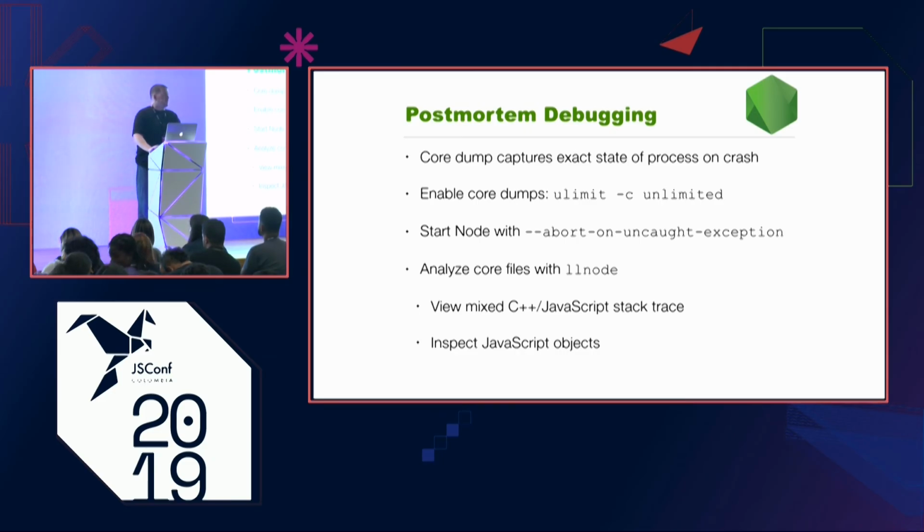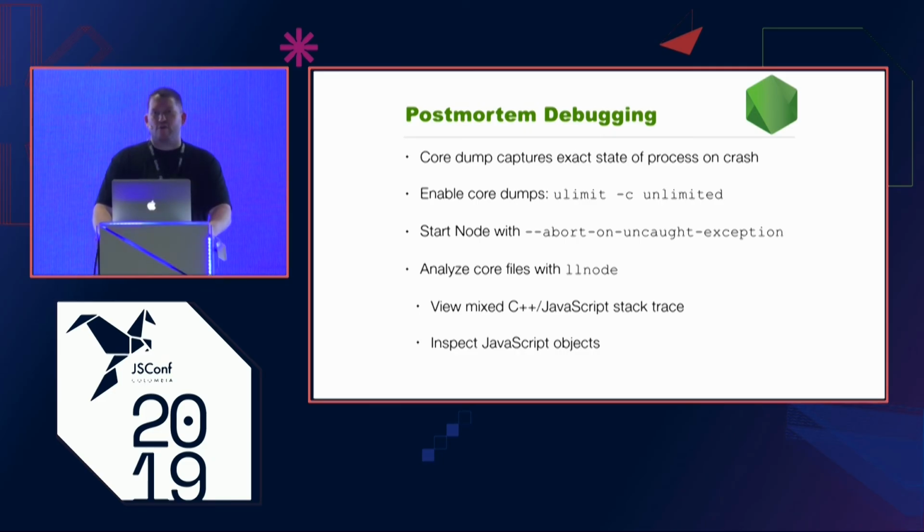They're turned off by default on most operating systems because the core files get quite large. So you have to enable that, and then you would run node with --abort-on-uncaught-exception. Once you get this core file, you can analyze it with a tool like llnode, which gives you pretty deep insights into stack frames across the JavaScript and C++ boundaries, which most tools don't give you that type of visibility. And then you can inspect JavaScript objects and a lot of other really cool things.